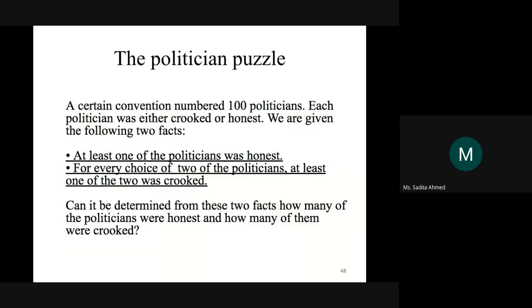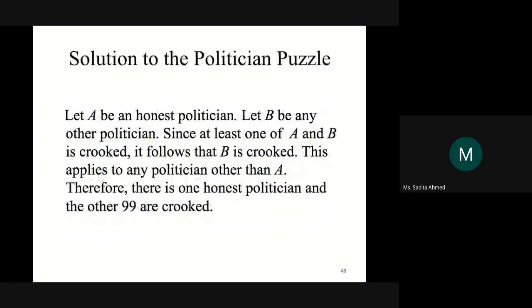Think about that. If among my 100 politicians there is more than one honest politician, then it's possible, it's very much possible that at some point I'll pick any two politicians at random and both of them are going to be honest. It's possible. But the second condition here says that it will never be the case. So why will it never be the case? The only reason this can never be the case is that there cannot be more than one honest politician.